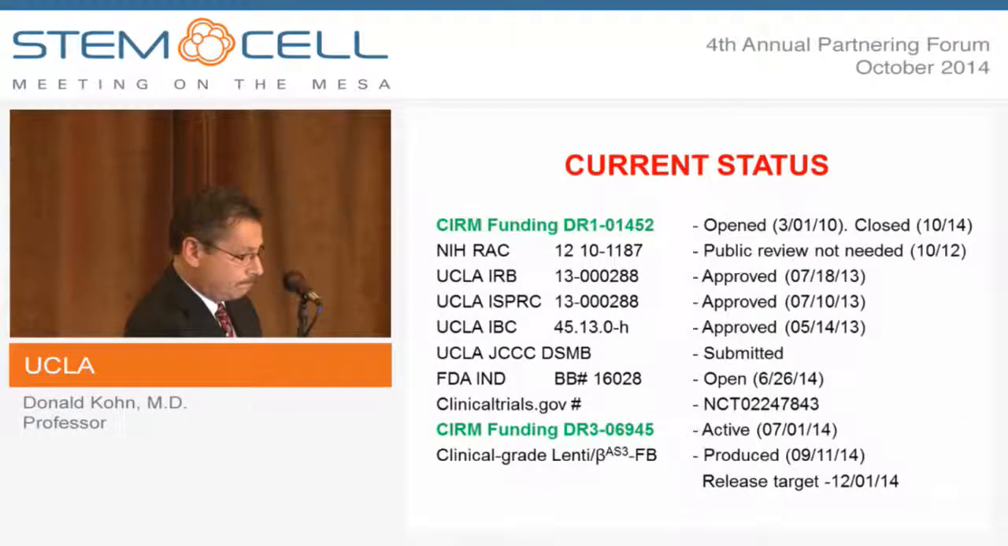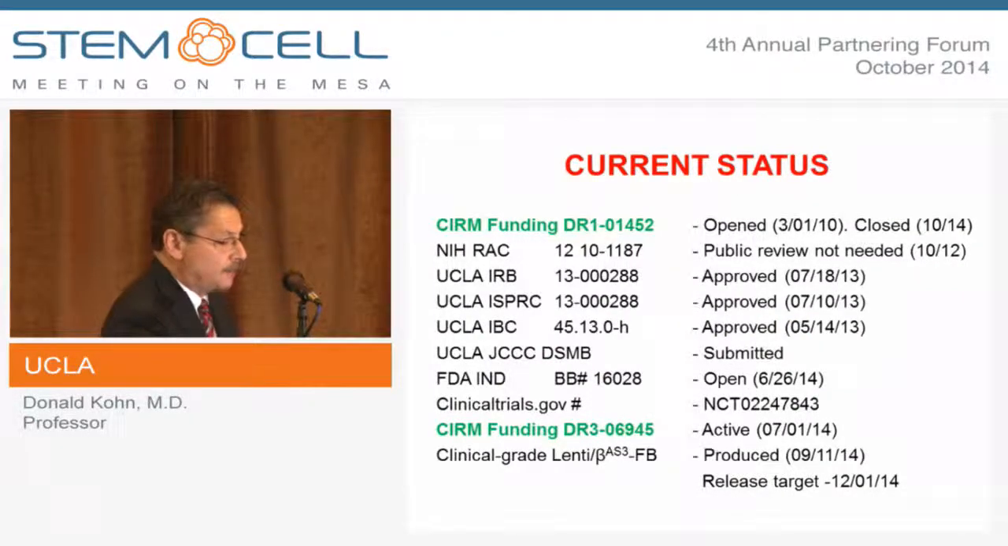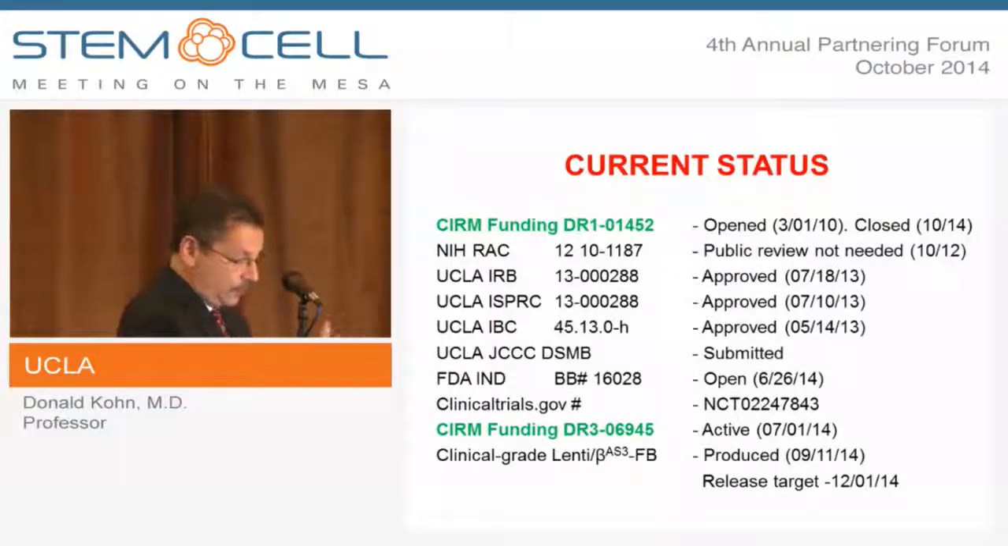So the current status of the project is shown here. Again, the CIRM funding for the first trial began in March of 2010. We then went through the whole gamut of NIH RAC, IRB, Scientific Protocol Review Committee, Biosafety, Data Safety Monitoring Board. We submitted an IND to FDA in May, and that opened in June. And then a second CIRM grant began July 1 for the actual trial performance. The clinical grade vector has been produced at Indiana University's vector production facility, and it's undergoing release testing now.